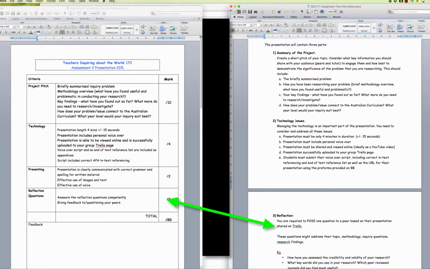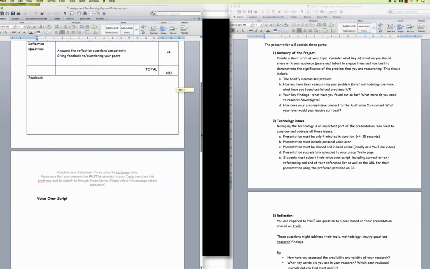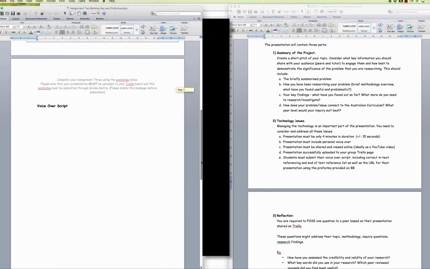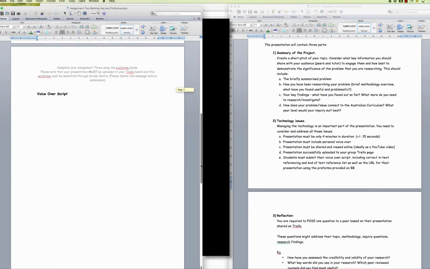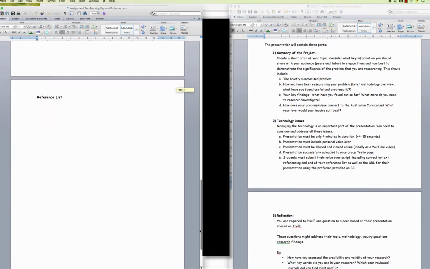Okay, so look, there you have it for how they're related. I think I'll just briefly scroll down to the rest of the assignment two marking key and Proforma. Okay, so you need your voiceover script to go in there. Good. And then you need your reference list on an entirely separate page according to APA 6th edition referencing style.